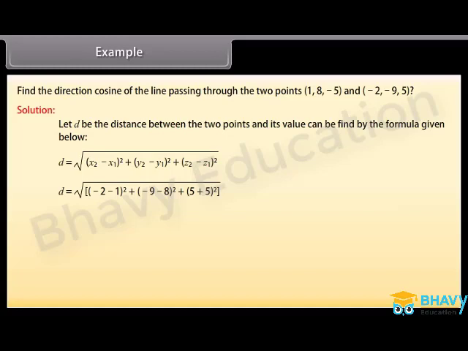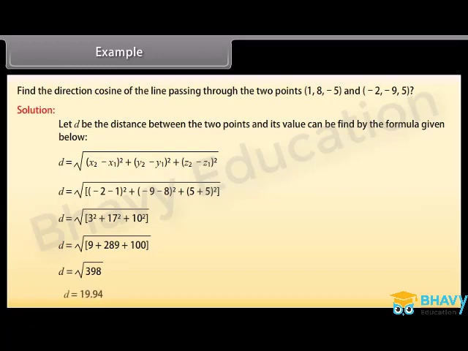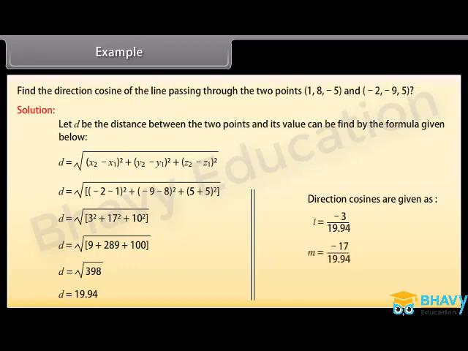5 square. d equals square root of 3 square plus 17 square plus 10 square. d equals square root of 9 plus 289 plus 100. d equals square root of 398. d equals 19.94. Direction cosines are given as L equals minus 3 by 19.94, M equals minus 17 by 19.94, N equals 10 by 19.94.